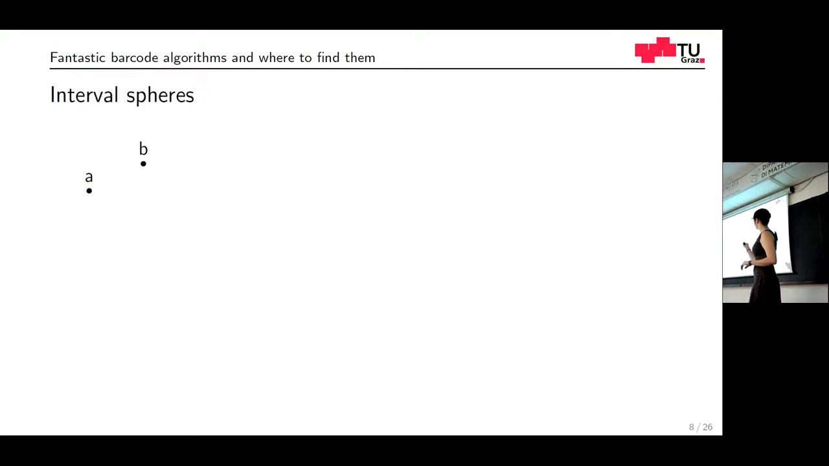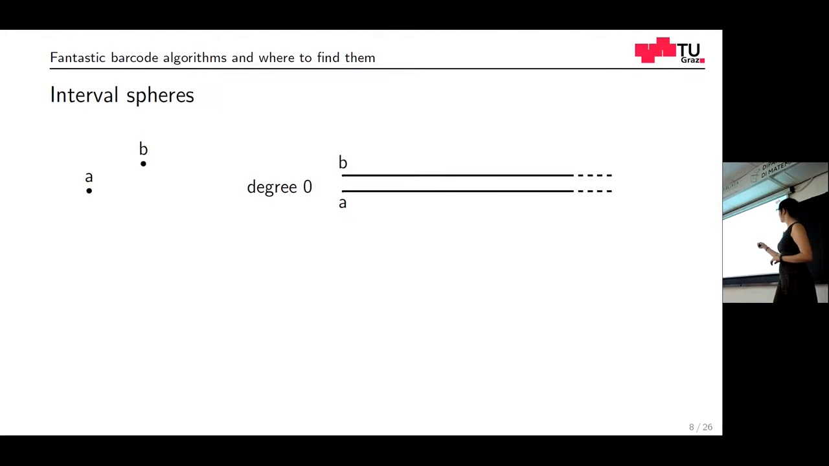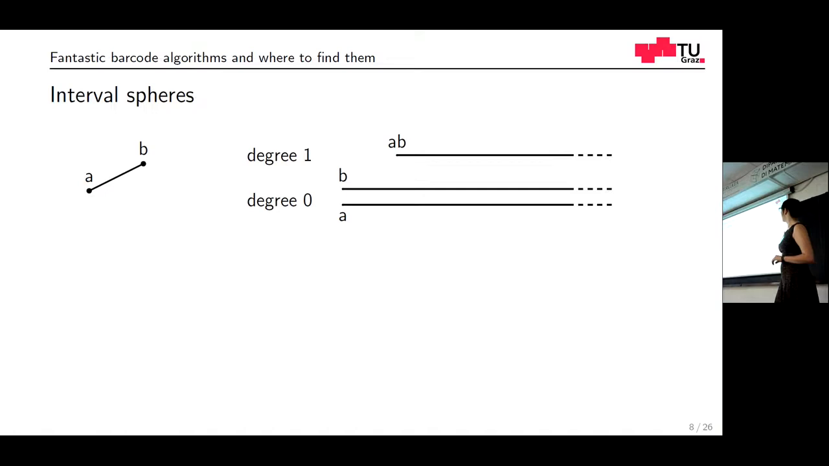So, as you can imagine, you have the generator of your simplex, okay? And then you're also going to have, for example, the generator of the edge. And what the algorithm is doing is telling me which are paired together. Okay, so what is happening here is that I'm saying that B is giving birth to a connected component that gets killed when I have the edge AB.